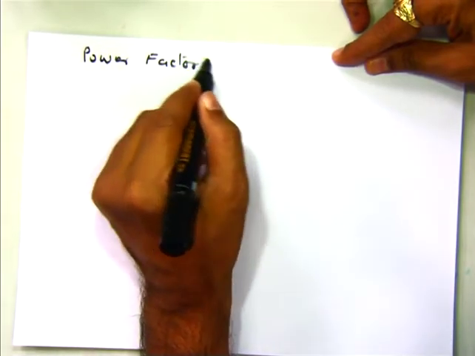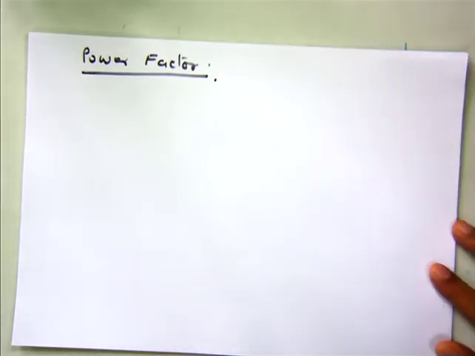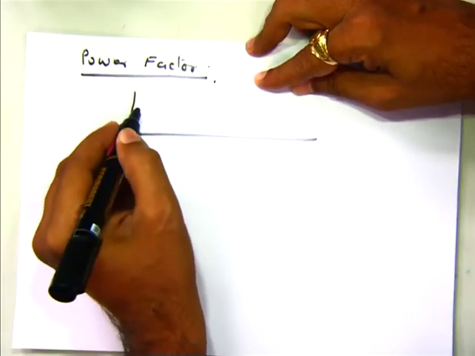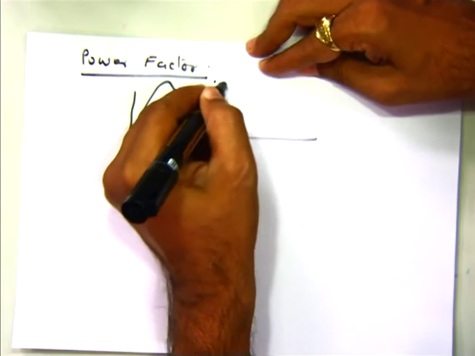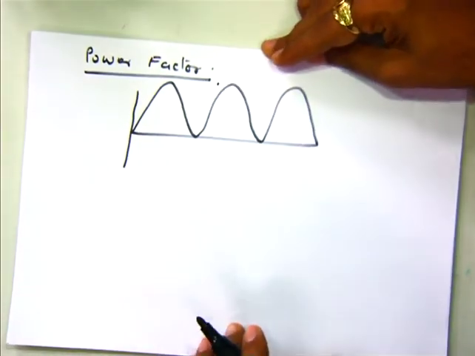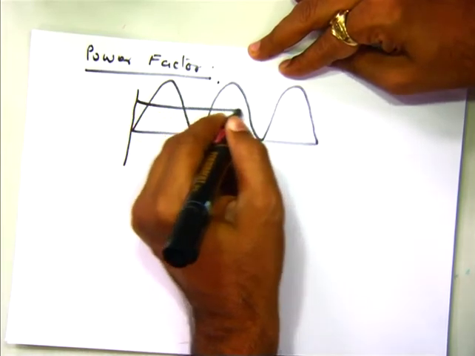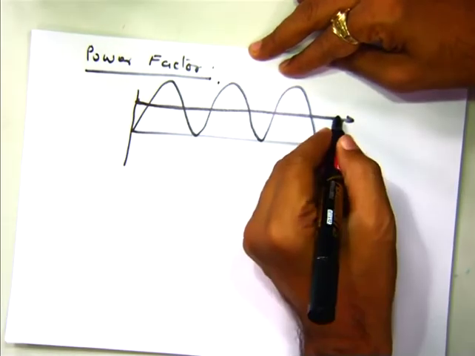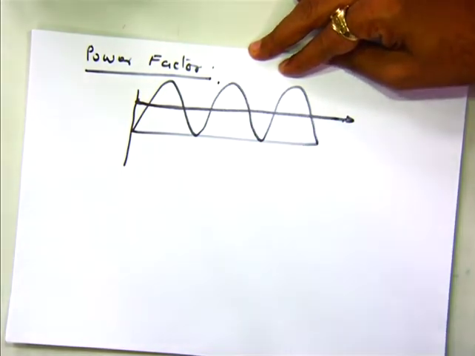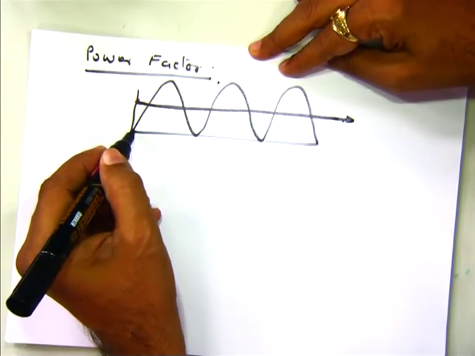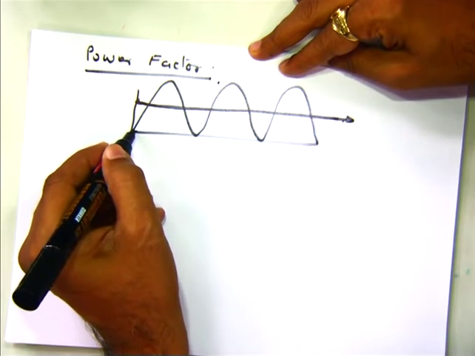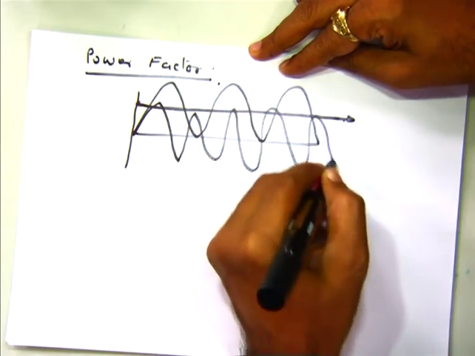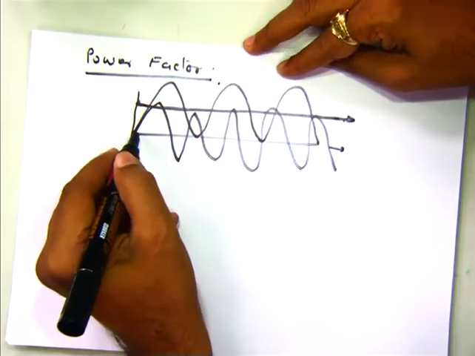Power factor. Now, when you have a resistive load, your power waveform will always be positive and you will have some average power, and this is the average power which will be transferred from the source to the load. Now if you have an inductive or capacitive load, this waveform would be like this, and the average value of this power is 0.